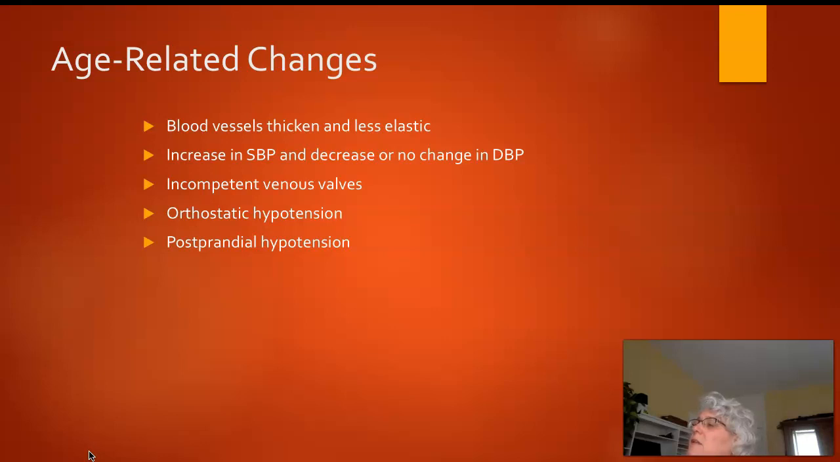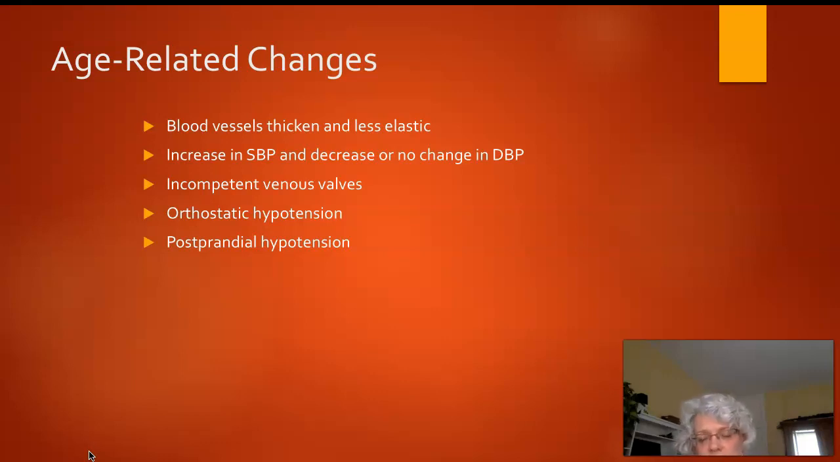There are changes in the systolic blood pressure. It tends to rise, whereas the diastolic blood pressure will either decrease or not change at all. So your total pulse pressure will increase with age. The valves in the venous system, that push the blood back up to the heart, especially in the lower extremities, become less efficient. So elderly patients may have venous flow problems, venous stasis, edema.